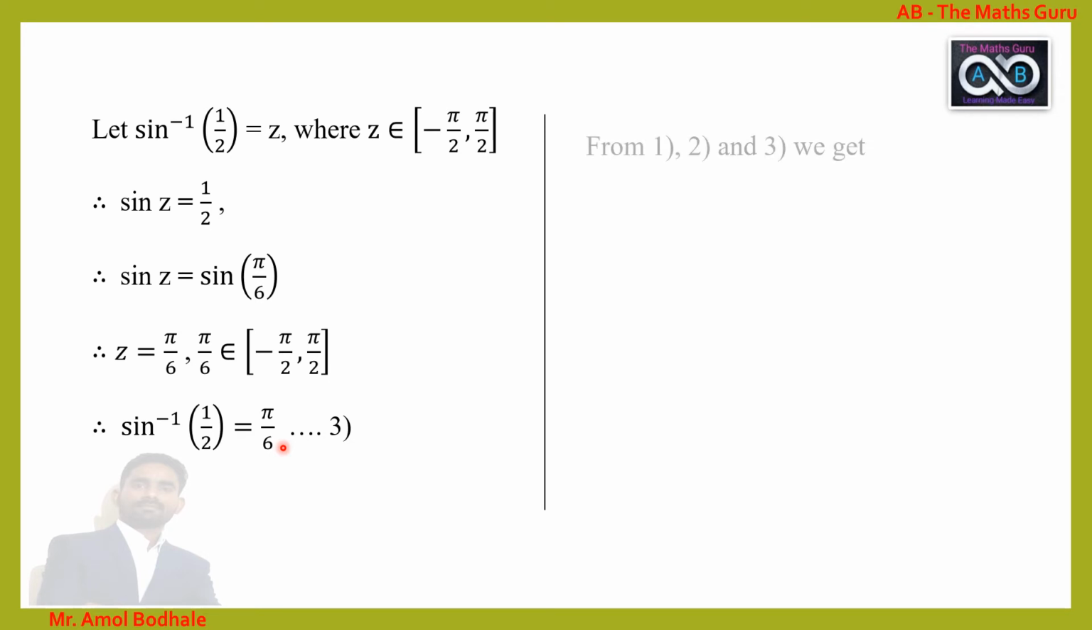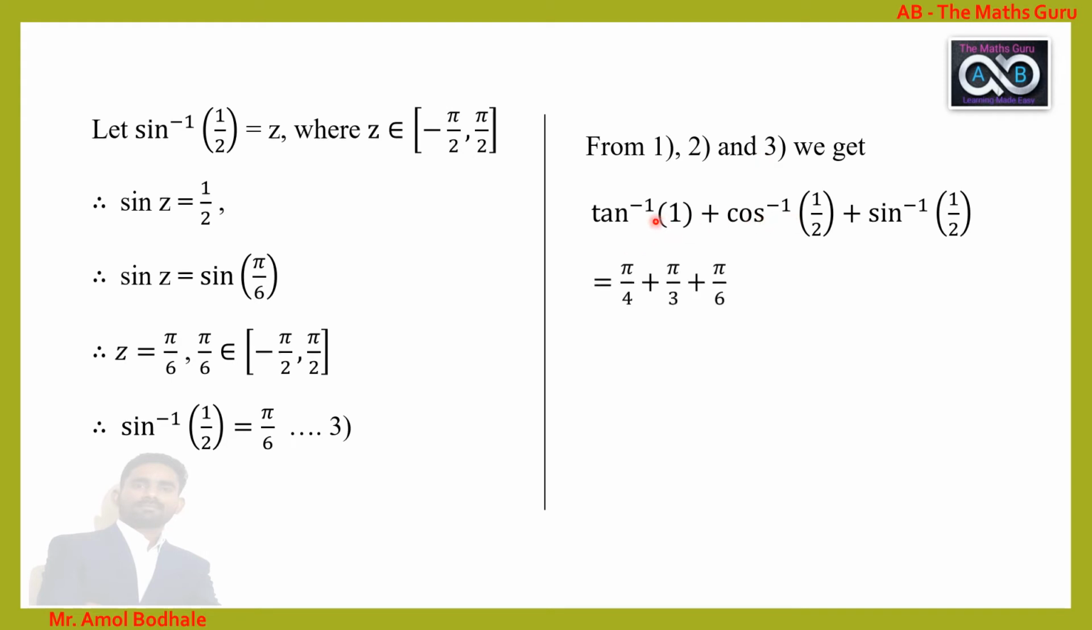Now we can put all these three values from equations 1, 2, 3 into this expression. We will get tan inverse of 1, which is pi by 4, cos inverse of half, which is pi by 3, sin inverse of 1 by 2, which is pi by 6. So here the denominators are all different. We will take the LCM of 4, 3 and 6, which is 12. So we will make the denominator 12 by multiplying by some numbers. To make the denominator 12, we will multiply by 3, by 4, and by 2.